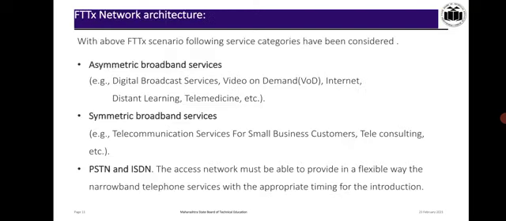In the FTTX network, there are three different services. Asymmetric broadband services, the examples are digital broadcast services, video on demand, internet, distance learning, telemedicine, all these are the examples. Symmetric broadband services, the telecommunication services for small business customers, teleconsulting, and the third service is the PSTN and ISDN, that is the public switched telephone network and the integrated services digital network.